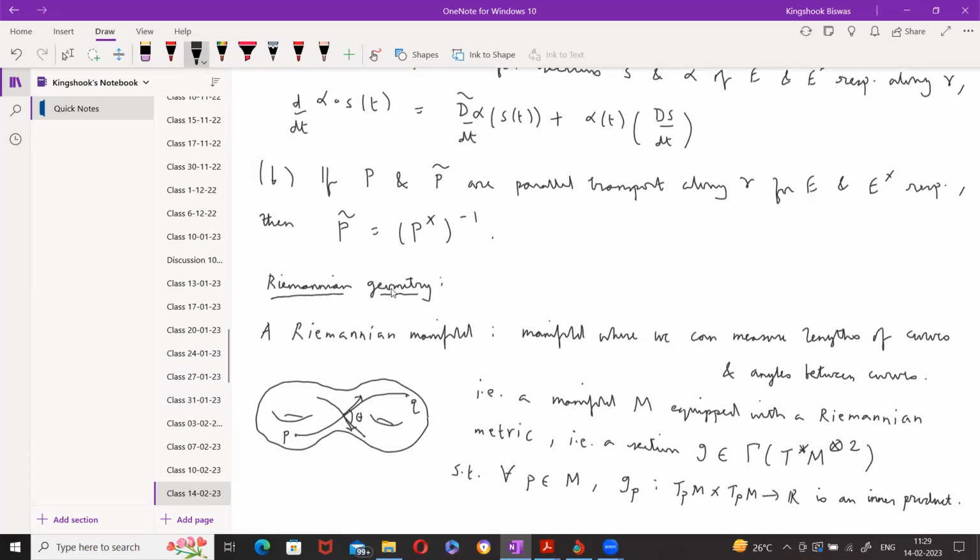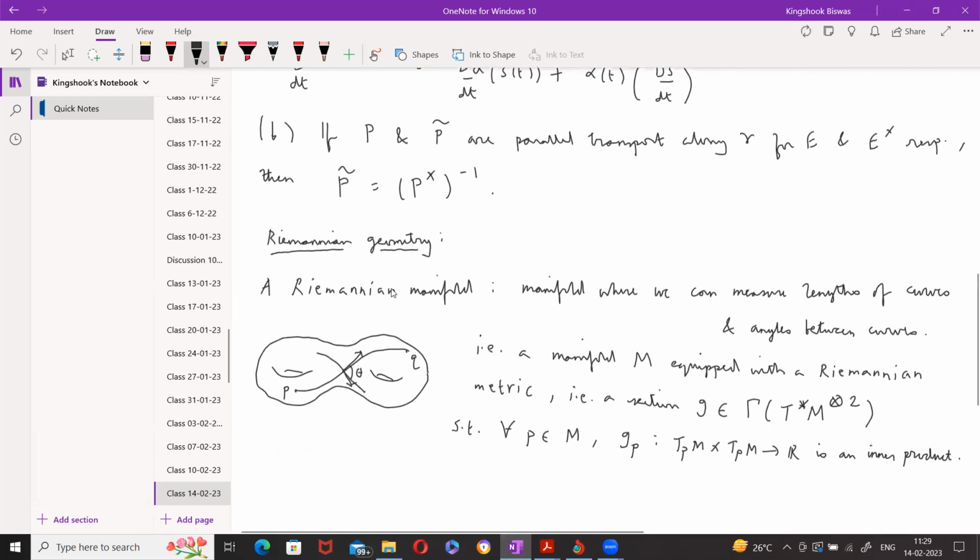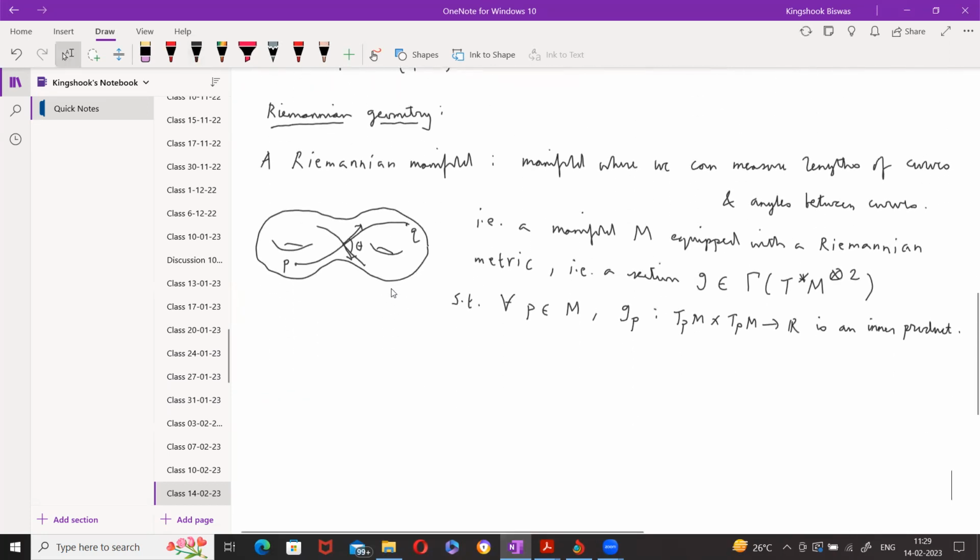So is this clear? This is what a Riemannian metric is. The fact that this is a smooth section of this bundle means that this inner product varies smoothly with the point. It depends smoothly on p. That's what it means to be a smooth section.